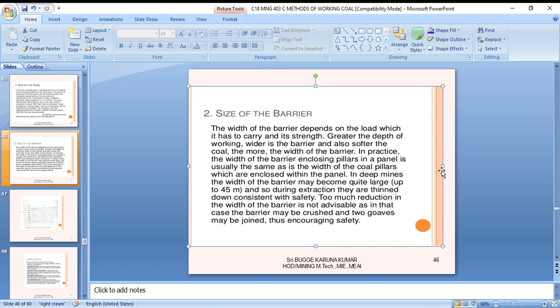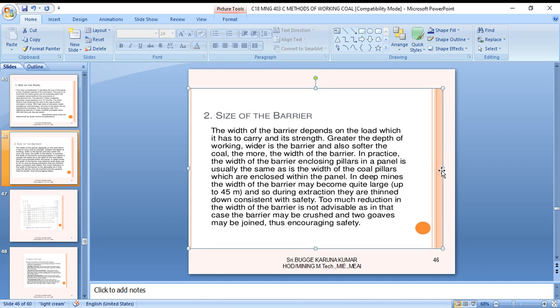So if the width is more, what happens? The barrier pillar is lost coal inside the mine. It is a natural resource, so we should not waste it. If there is any fire accident, those barrier pillars are lost in the mine, and the future generation requires them. So optimum barrier size design is very important. Too much reduction in the width of the barrier is not advisable, as the barrier may be crushed and two panels may be joined, which endangers safety.